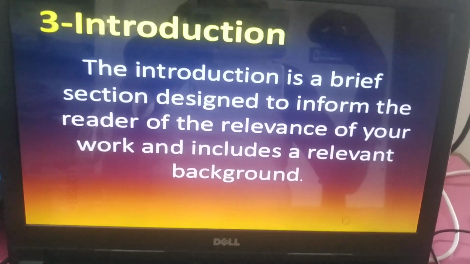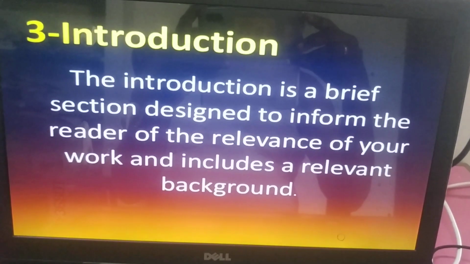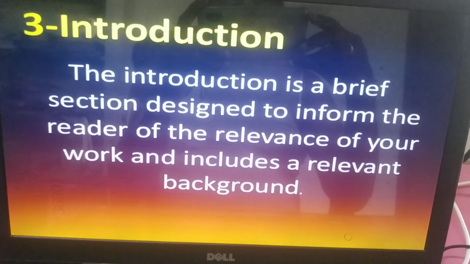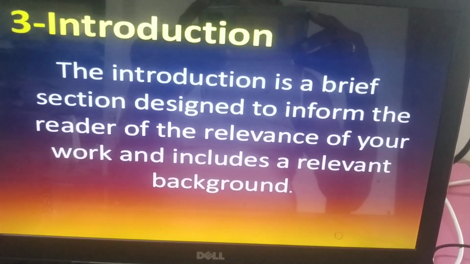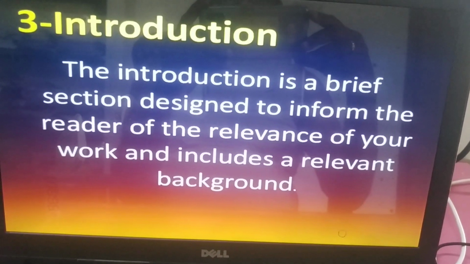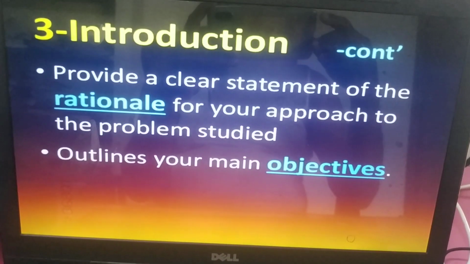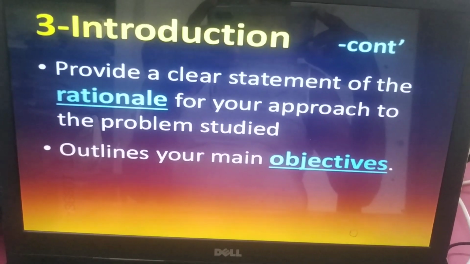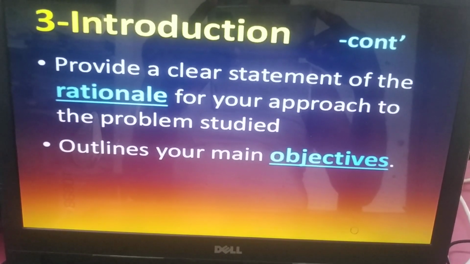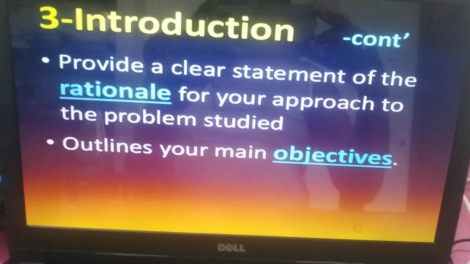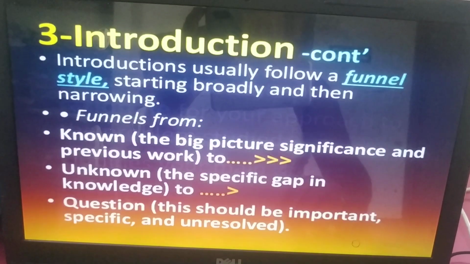So in the introduction, you have to introduce your subject. The introduction is a brief section designed to inform the reader of the relevance of your work and include the relevant background. Provide a clear statement of the rationale for your approach to the problem studied. Outline your main objectives.